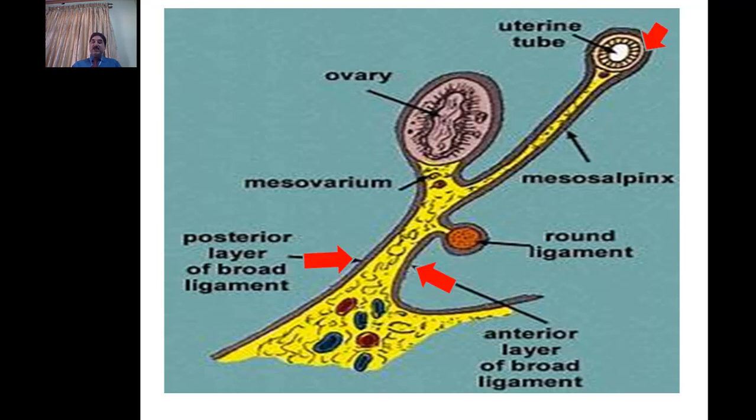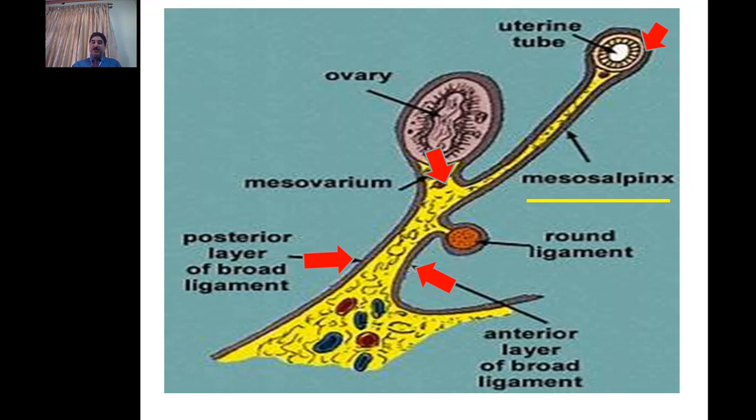Anterior and posterior layers become continuous with each other after enclosing uterine tube and also after passing over fundus of uterus. So uterine tube is enclosed between the two layers of the broad ligament. This double layer fold of broad ligament which encloses the uterine tube is called the mesosalpinx. From posterior layer of the broad ligament, a double layer fold encloses the ovary. It extends from the posterior layer to the hilum of the ovary in the form of a double-layered fold and is called the mesoovarium.